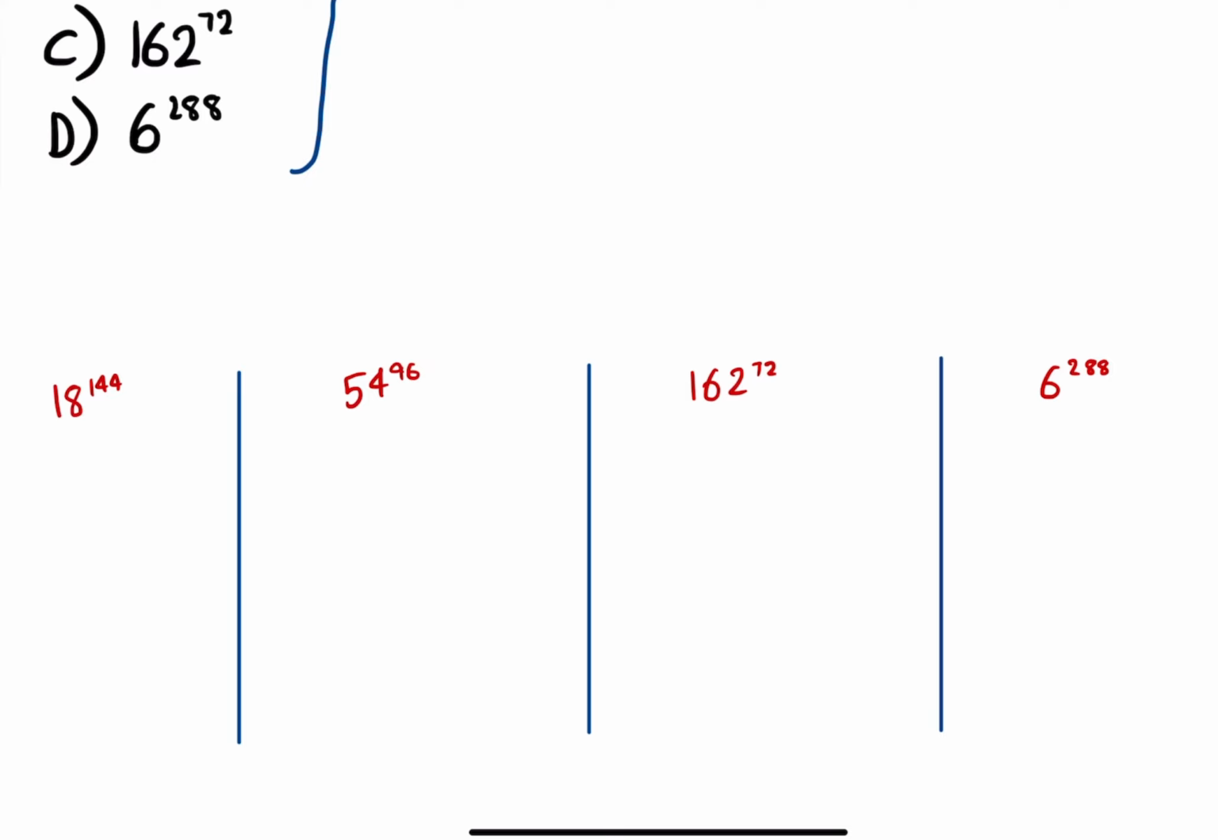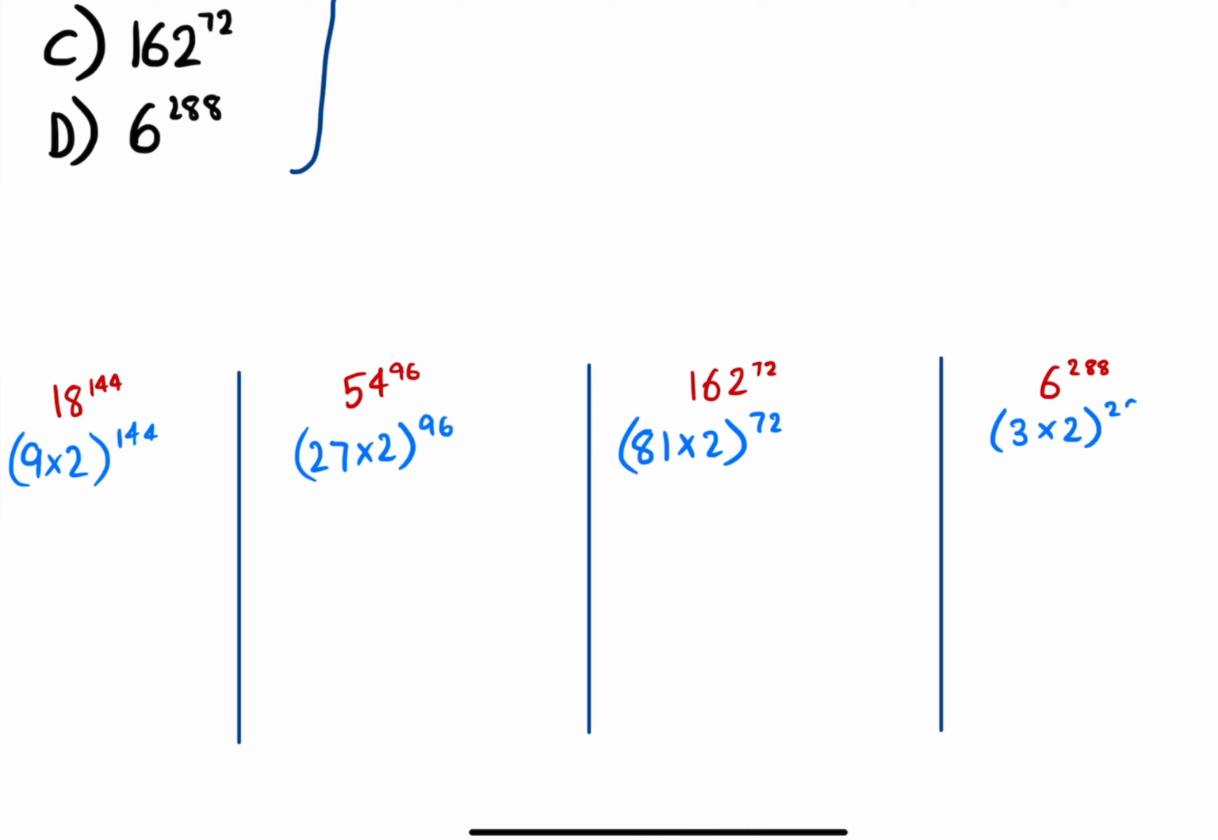So 18 to the power of 144, we can also write 18 as 9 times 2, so 9 times 2 raised to the power of 144. 54 can also be written as 27 times 2 raised to the power of 96. 162 can also be written as 81 times 2 raised to the power of 72. And lastly, 6 can be written as 3 times 2 raised to the power of 288.